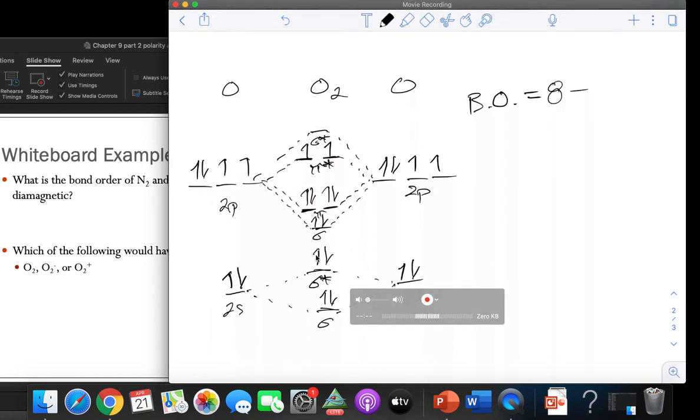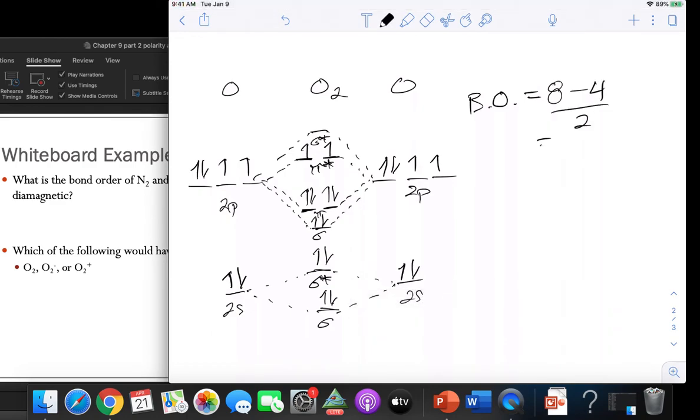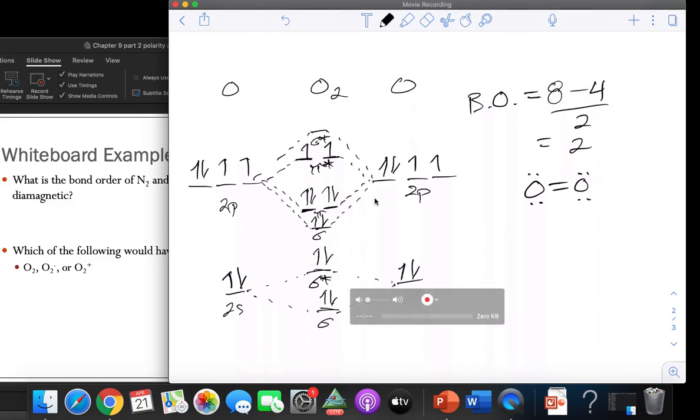Minus, here's 2 in antibonding for this sigma star and 2 more in this pi star. So minus 4, all divided by 2, that's a bond order of 2. So if we think about this just real quick, the Lewis structure for O2 is this, right? It has a double bond, so that's good. That makes sense. Now, to answer our question, just neutral O2 has a bond order of 2.